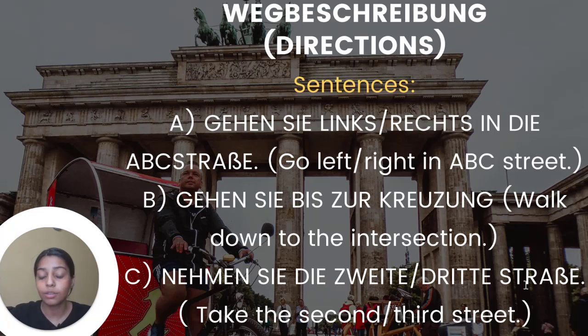So let's also give you a basic difference between cardinal numbers and ordinal numbers. Cardinal numbers are 1, 2, 3, 4, 5. On the other hand, ordinal numbers are first, second, third, fourth, fifth. This is the difference between both of them, and both of them are written differently. That's why here we have used ordinal numbers and we are saying nehmen Sie die zweite Straße or nehmen Sie die dritte Straße. We might change the number according to ourselves.